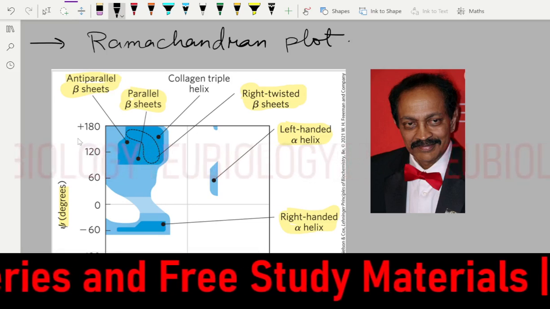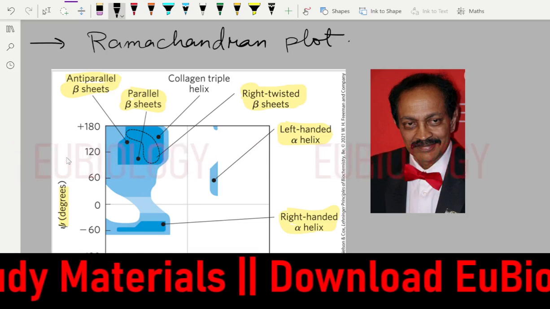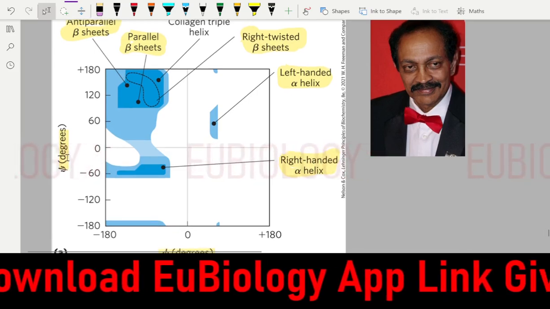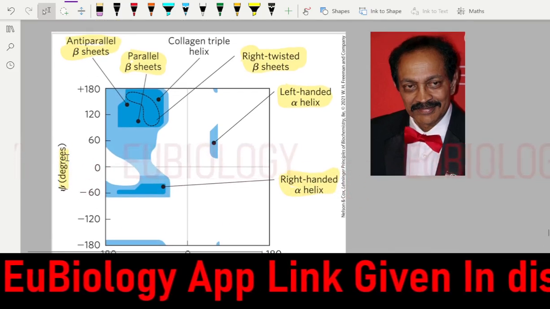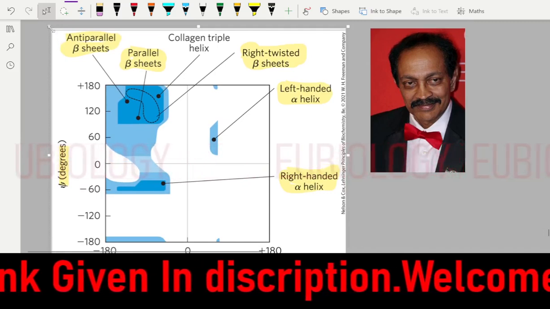So for the phi and psi degrees we are going to see. The psi degree, I will remind you again, is between the alpha carbon and the carbonyl carbon atom. Now you can see, I'll decrease the size of this.